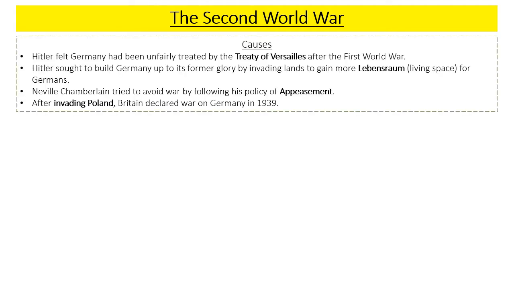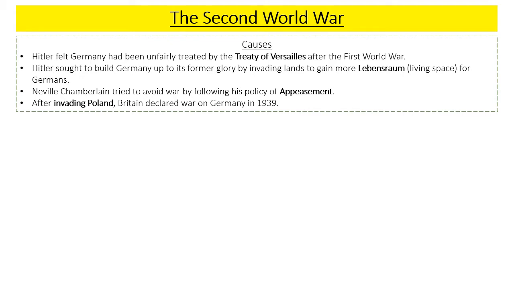The next topic that we're going to be thinking about then is the Second World War. So just to start by thinking of the causes, we need to have a think about the end of the First World War. So Hitler felt that Germany had been really unfairly treated by the Treaty of Versailles after the First World War. He thought that the treaty was far too harsh, and he really wanted to build Germany back up again to what he believed was its former glory.